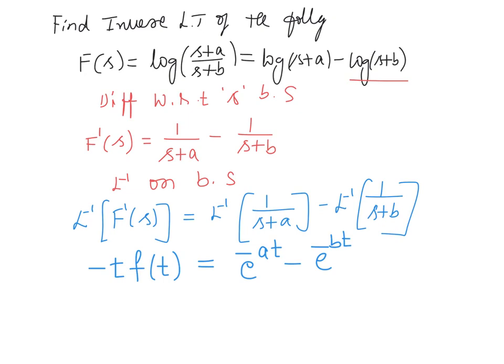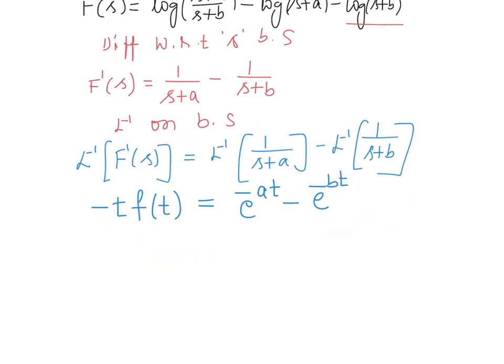So finally we are writing the result. The required result is always f(t). What is f(t)? We just divide by minus t on the right-hand side to get the coefficient of f(t). Because of the minus sign, I can write here e^(-bt) first.